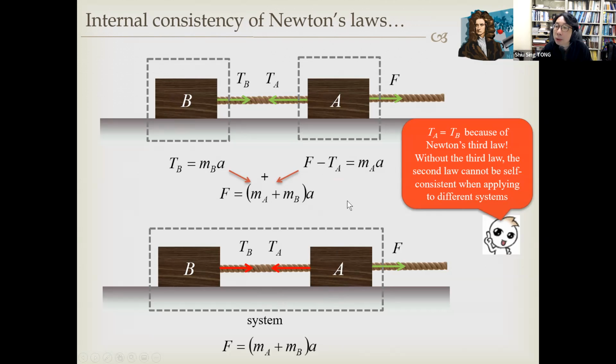So what does that mean? That means Newton's third law is important to maintain the internal consistency when Newton's second law is applied to different free body diagrams. Okay, so without Newton's third law, Newton's second law cannot be consistent with itself when it's applied to different free body diagrams. So that's why Newton's third law is important to be there.